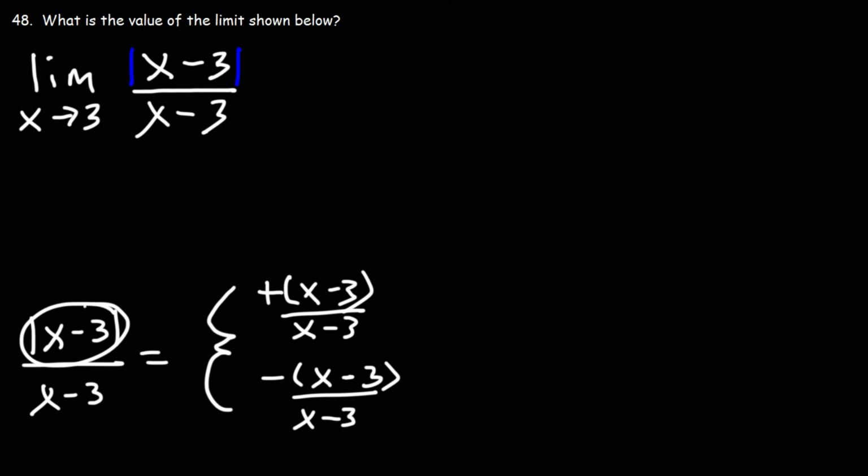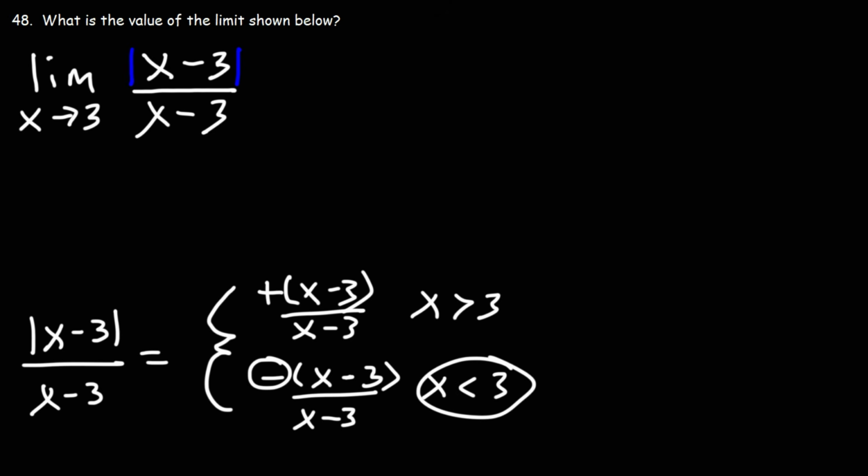Now, this has been shifted 3 units to the right from the parent function of the absolute value of x. So at 3 is where the graph changes direction. So this is going to be true when x is greater than 3, and this is true when x is less than 3. So the one with the negative sign, that's usually on for the left side when x is less than 3.